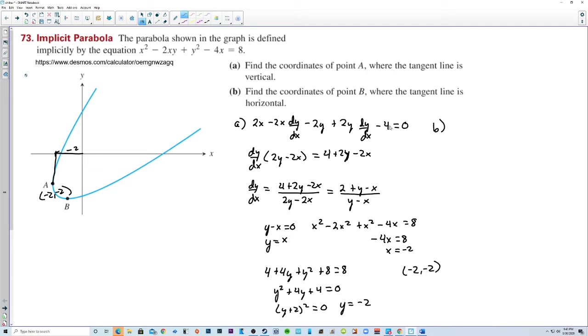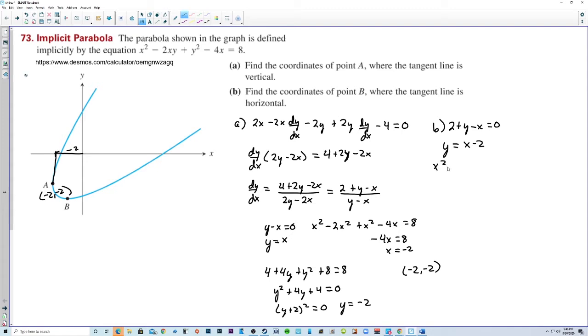For letter B, find the coordinates of point B where the tangent line is horizontal. Well, now we want to set the top of the derivative equal to 0. So 2 plus y minus x is equal to 0. Let's solve for y. y is equal to x minus 2. Now we're going to put x minus 2 in for the y's.